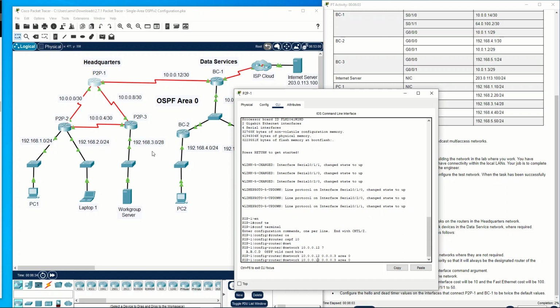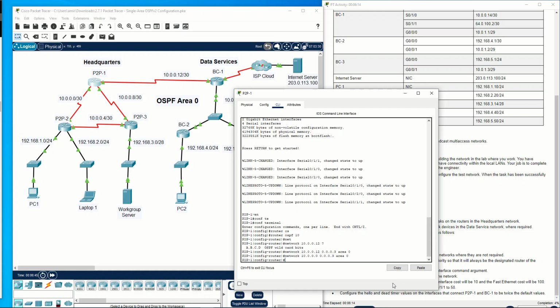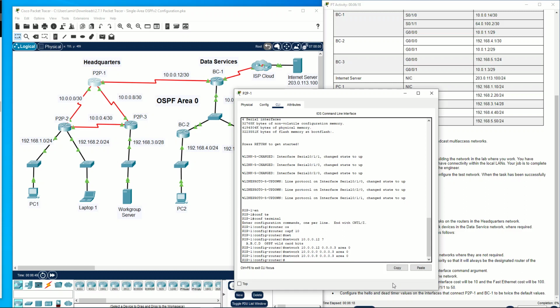And what about the other networks? The other networks are here, 10.0.0.8 and 10.0.0.0. You can write here 10.0.0.0 with the same wildcard mask, and also 10.0.0.8. Okay, and what about P2P2?